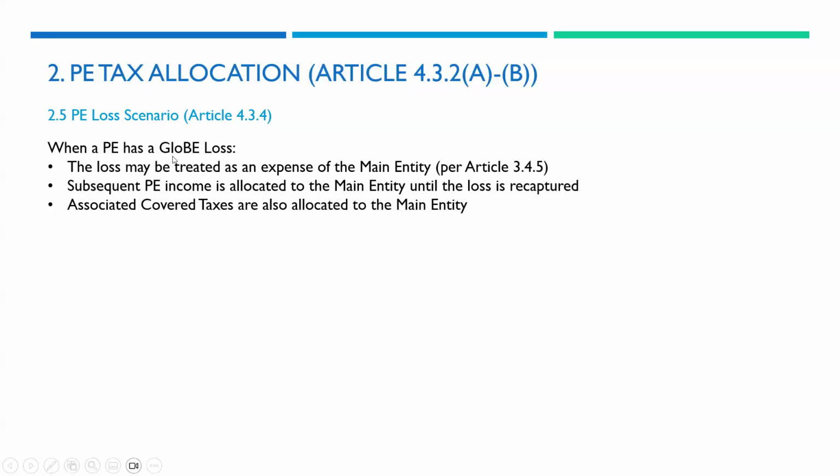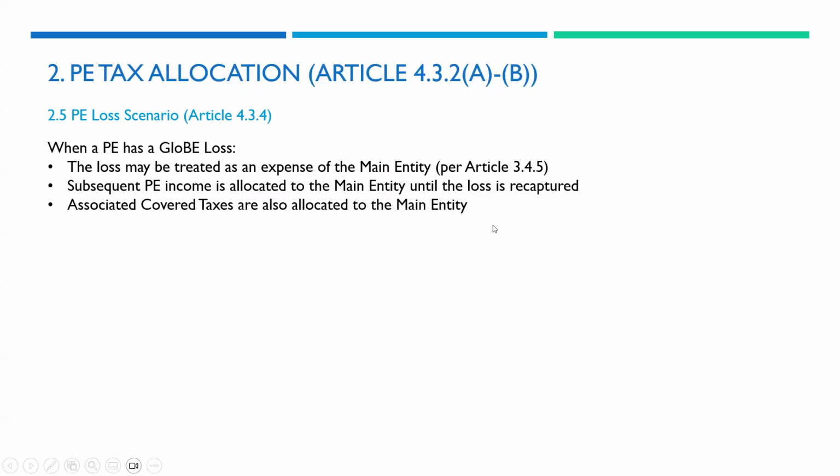In case the PE has a GloBE loss, who is actually paying the taxes on subsequent income? Whose covered taxes would be increased? It would be the main entity's. Because till the whole loss is recaptured, the PE would have zero GloBE income and zero covered taxes. So the associated covered taxes are allocated from the PE to the main entity if it is after a loss. Is it clear?